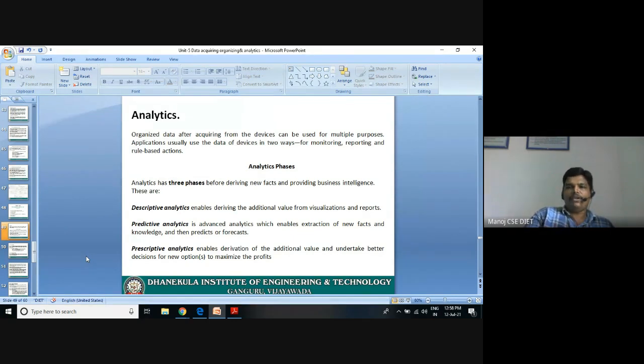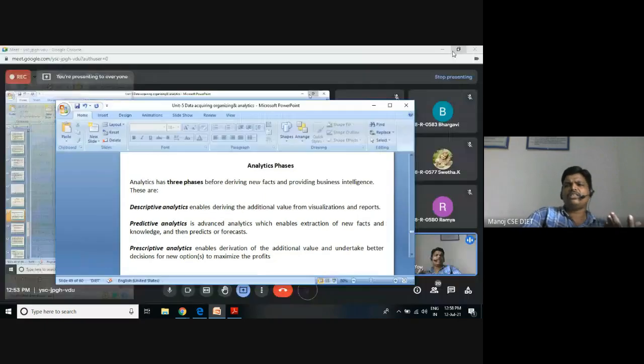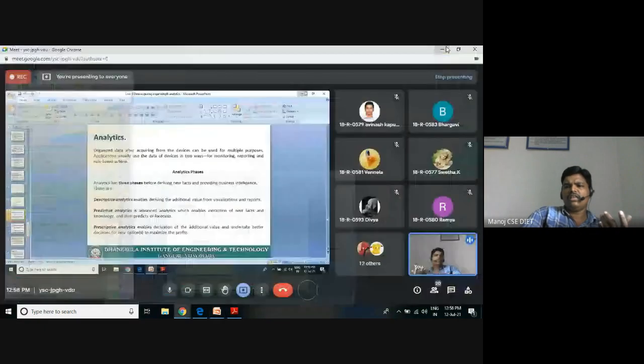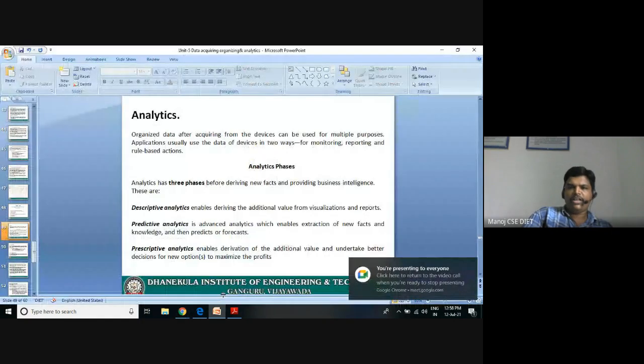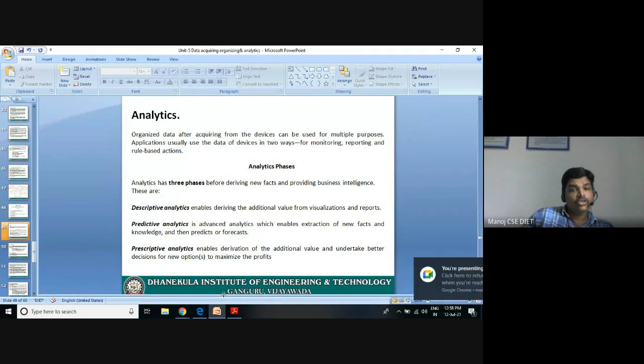Monitoring and reporting is one way, and the second way is rule-based action. So applications usually use the data of a device in two ways. Any application, whether it is a business-oriented application or any other type, generally uses it in two ways. The two ways are: one is monitoring and reporting together, which is a single way, and the other is rule-based action.